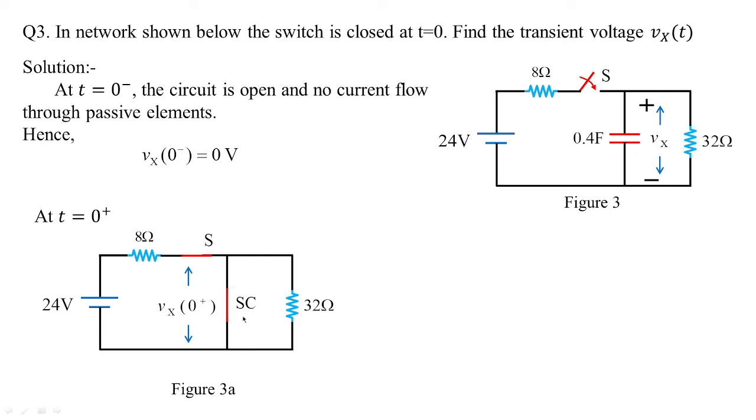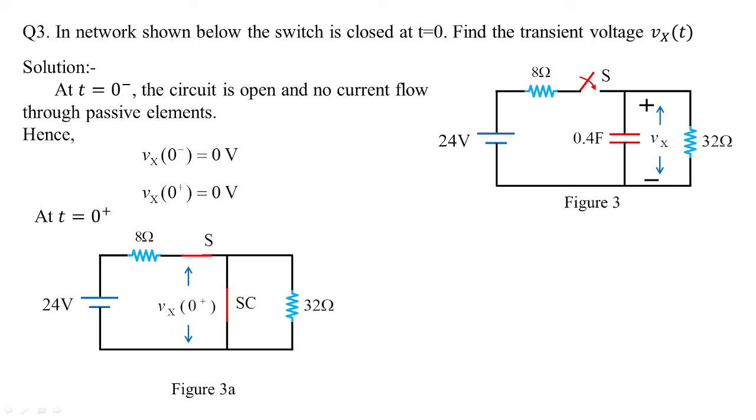Switch is closed, capacitor becomes short circuit, and Vx of 0 plus is a measurement of voltage across short circuit. In fact, Vx of 0 plus is across 32 ohms. So naturally, short value will give you the value as 0 only, because the voltage across capacitor cannot change instantaneously. That is why Vx of 0 plus is also 0 volts. Is this clear? So figure 3 changes to figure 3a in this condition.